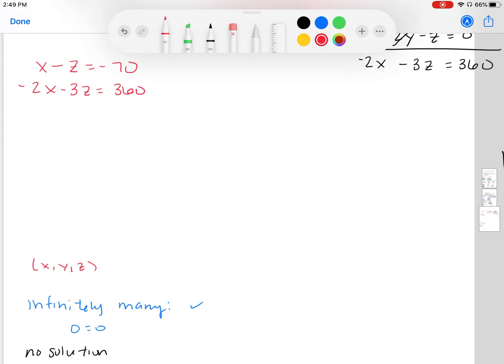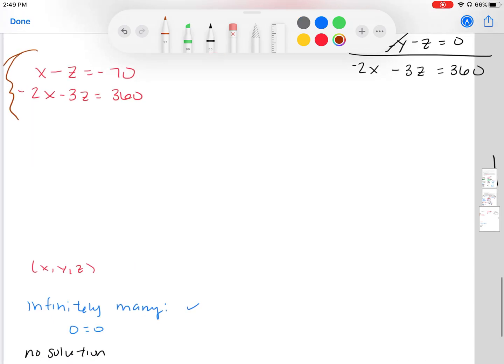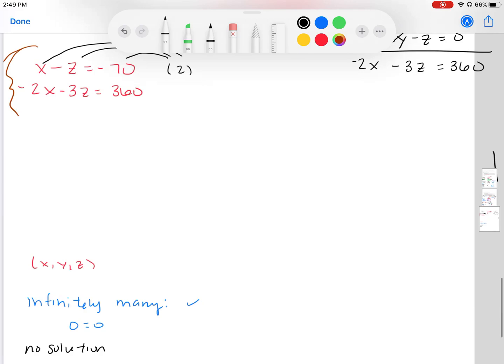Okay, let's ignore our work and only focus on these two. So I want to solve for the variable using only these two. Let me go ahead and multiply my first one by 2 so that I can get my x's to cancel. I'll get positive 2 for x. All right, let me show my work so I don't make a silly mistake again. I have 2x minus 2z is equal to negative 140. And negative 2x minus 6z is equal to 360 times 2 equals, I want to say 720. Yes, 720.